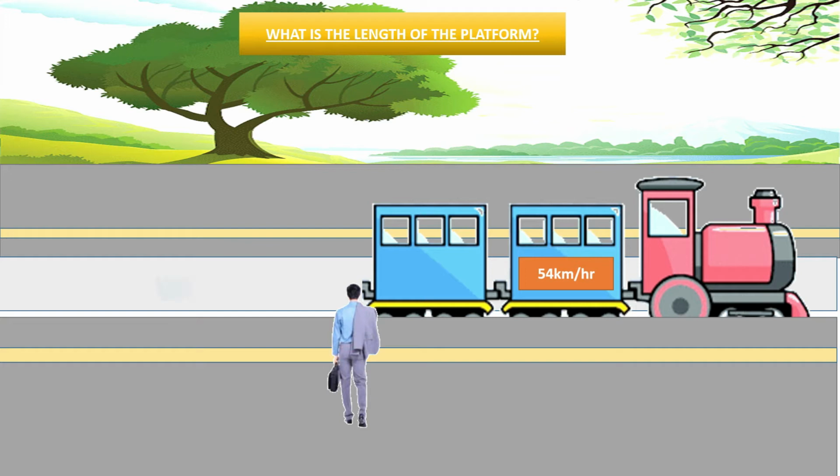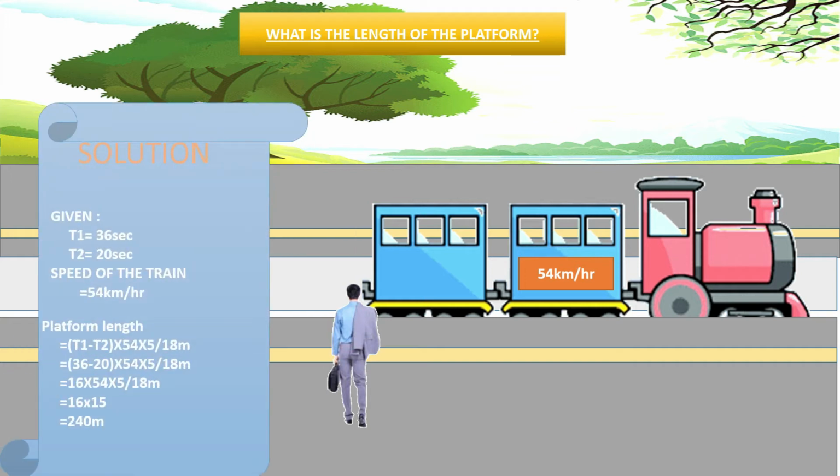The solution is, first, analyze the given data. T1 is equal to 36 seconds, T2 is equal to 20 seconds, and the speed of the train is 54 km per hour. We are going to find the platform length.